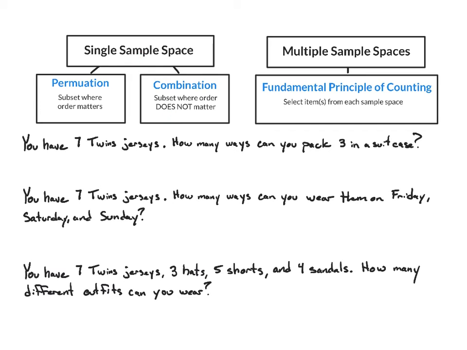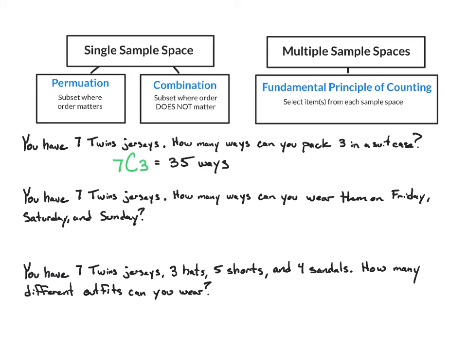They both come from a single sample space. My sample space is the Twins jerseys, and there are 7 of them in this particular scenario. And so for this question, you're just going to do 7C3. That's the notation we use. So you have 7 things, you're choosing 3 of them, and if you do that on your calculator, and the video for the lesson talks about that, you should get 35. So there are 35 different ways you can pick 3 or pack 3 in a suitcase.